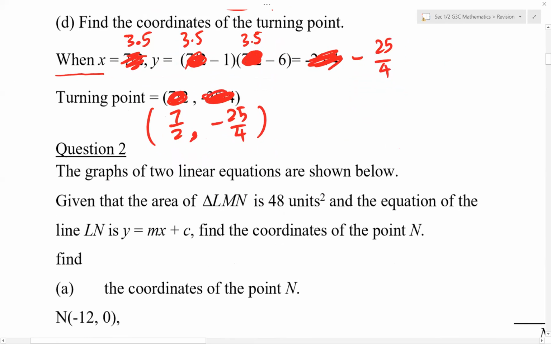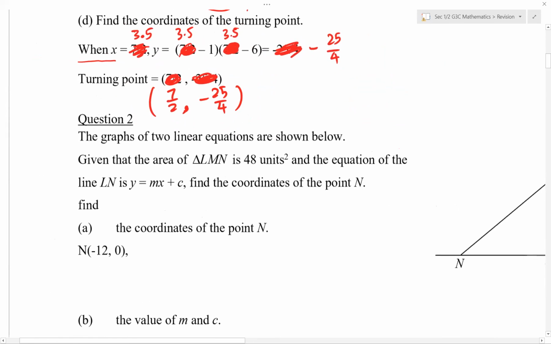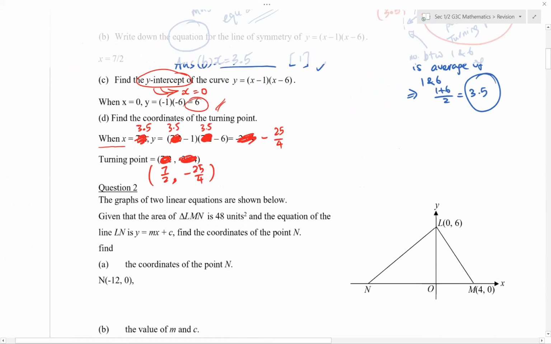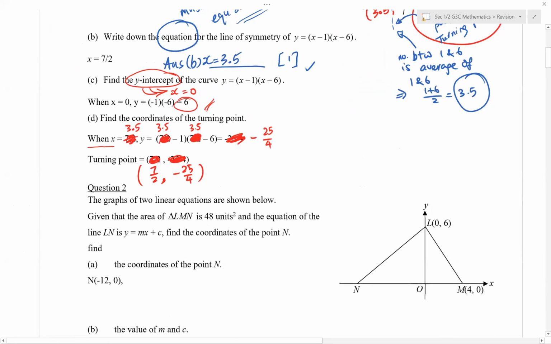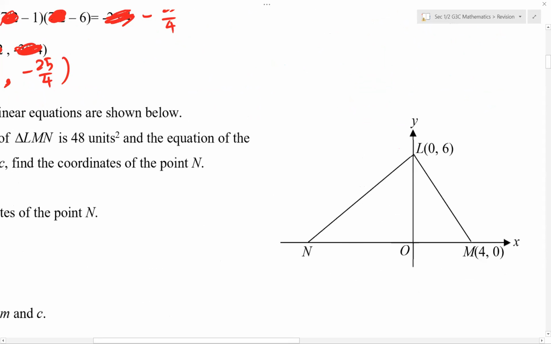Question 2. The graphs of two linear equations are shown below. Two linear equations. Can see two lines. Not talking about the axis, talking about the two diagonal lines. One sloping up, one sloping down. Now we use this opportunity to do our Sec 1 work.